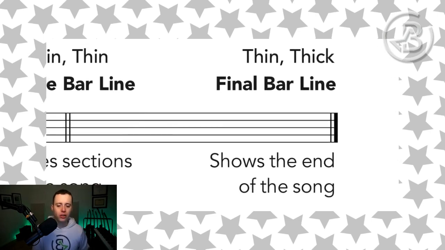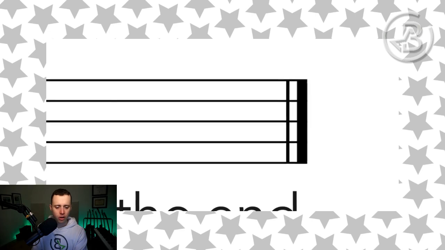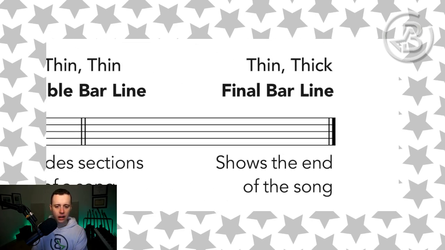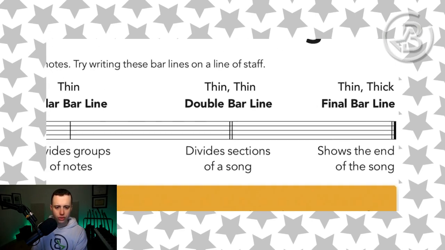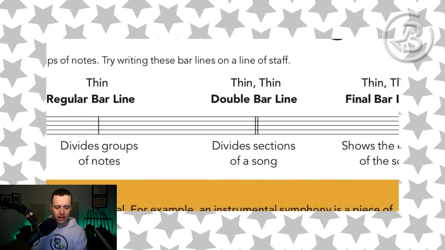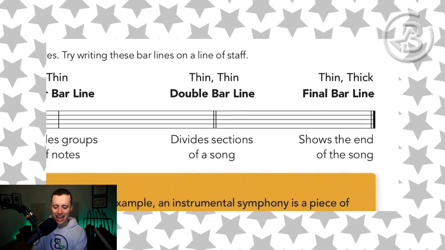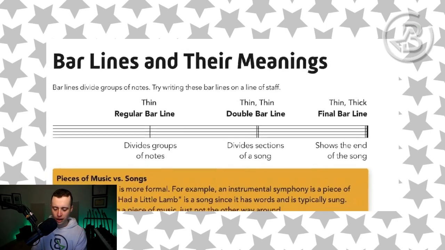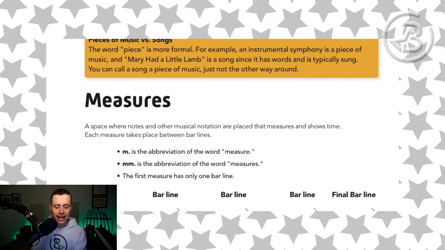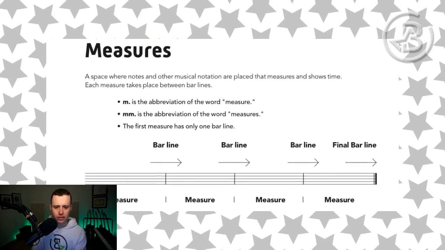And then a final bar line. That's one regular bar line, and then another line that's about 3 or 4 times thicker than the regular bar line, so thin, thick. This final bar line shows the end of a song. So our 3 types of bar lines are a regular bar line, a double bar line, and a final bar line. Now let's look at how these bar lines play into measures.